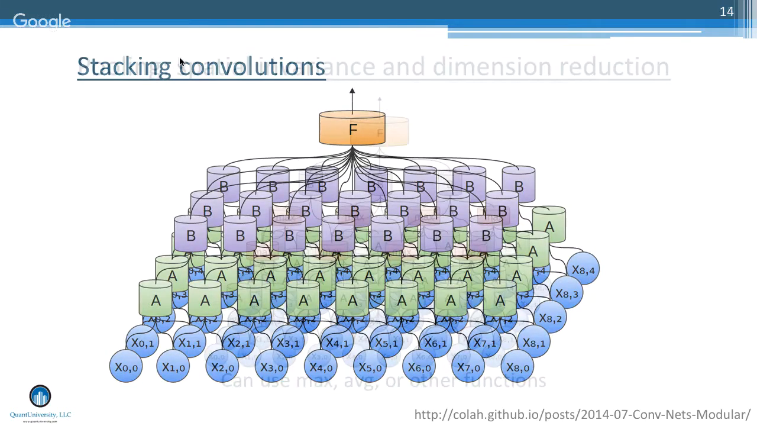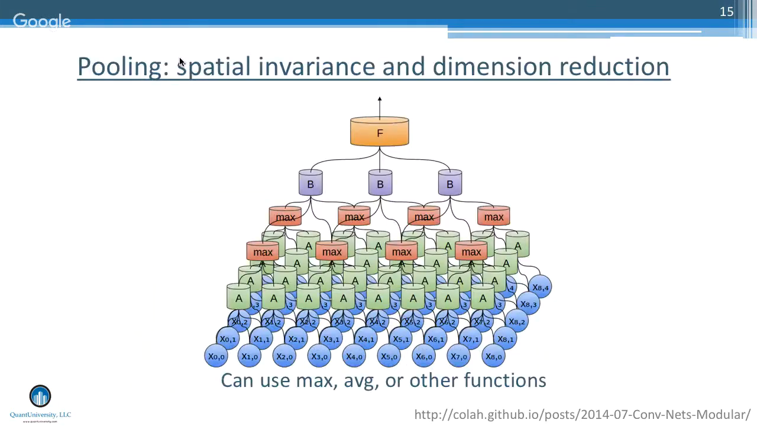Other things people do is this trick called pooling. Well, it does 2 things. It reduces the dimensionality, so it just makes less computation. And it also gives you a bit of a spatial invariance.